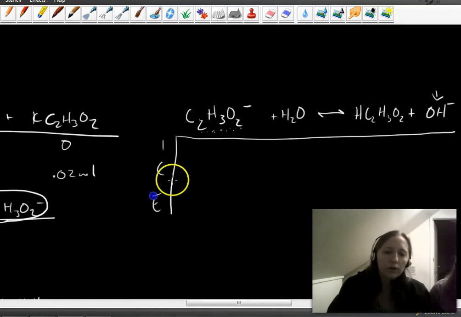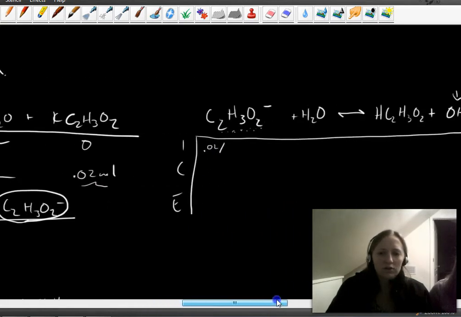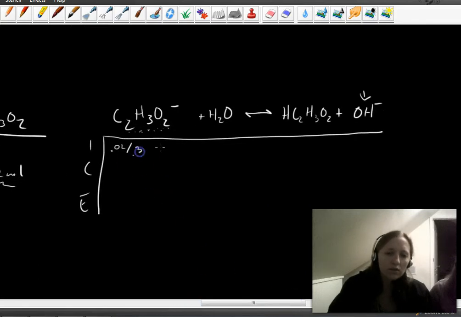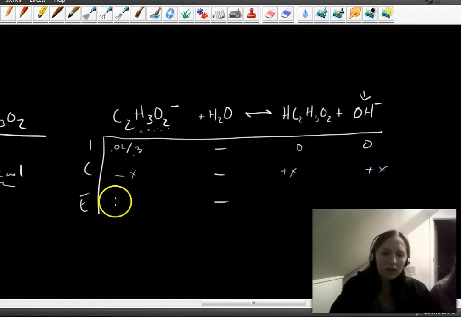0.02 moles, so that's 0.02 over, how many milliliters are we at now? 200 plus 100, so that's 300. So 0.3, we don't care about water. And acetic acid, we don't have any. And hydroxide, we don't have any. And we're going to lose some and gain some and gain some. So what are we in E? This is 2/3, so that's 0.0667 minus X. This is X and this is X.